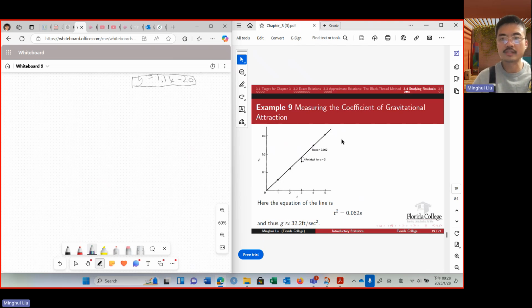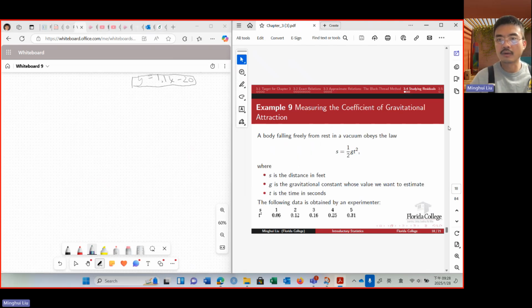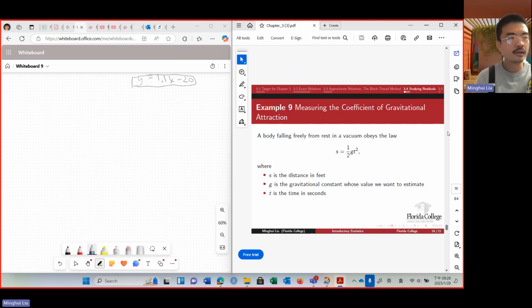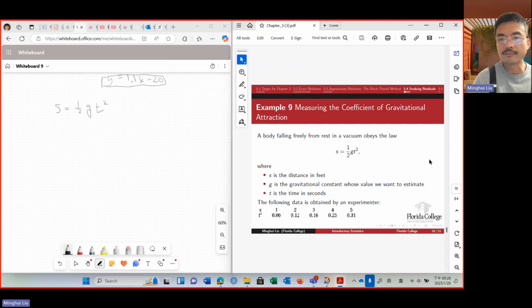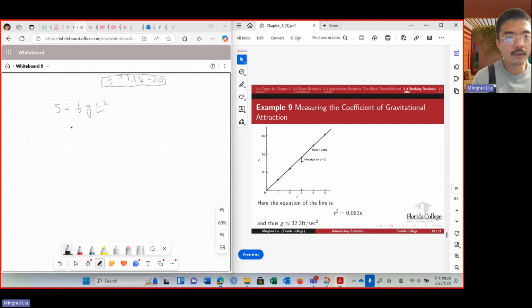So recall from the previous slide, we have s equals half of g t squared. So this is where our starting point is. But now from this equation of the line, you have t squared equals 0.062s. So you can plug this into this equation. So you get s equals half g times t squared, which is 0.062s. And now you cancel s from both sides.